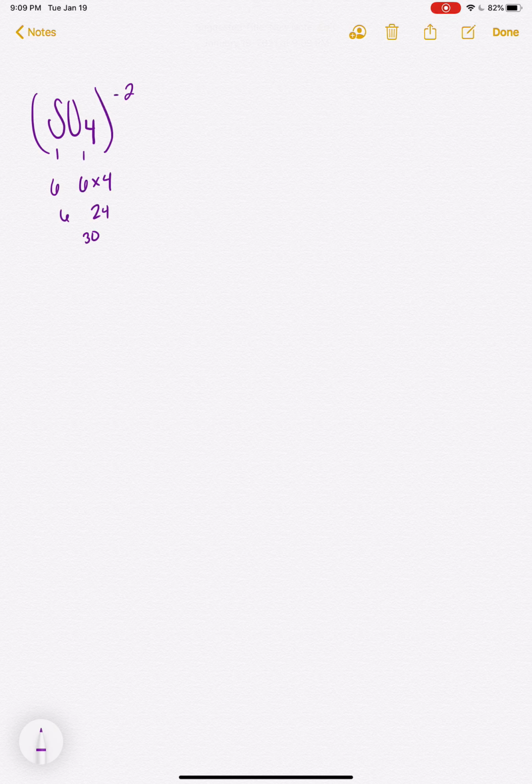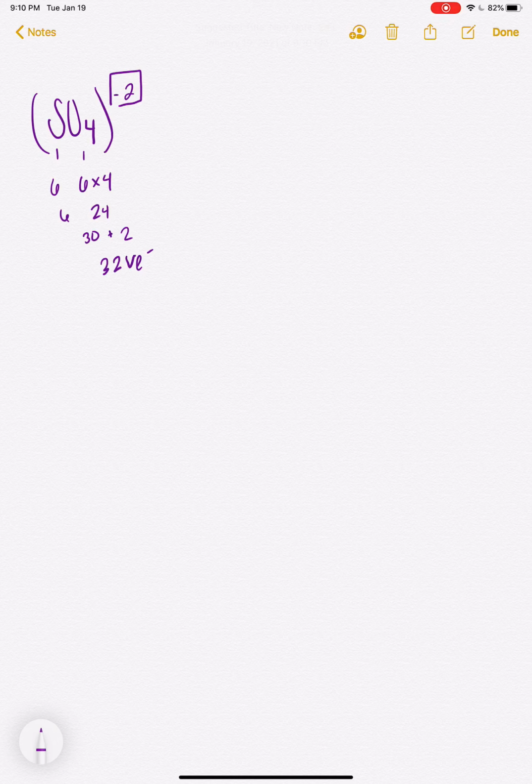Now, the polyatomic ion has a -2 charge. So that means that there's 2 extra electrons. Remember, electrons have a negative charge, and so it gets that -2 charge by having 2 extra electrons. So this 30, we're going to add 2 to it, and so we have 32 total valence electrons that we want to try to put in our diagram.